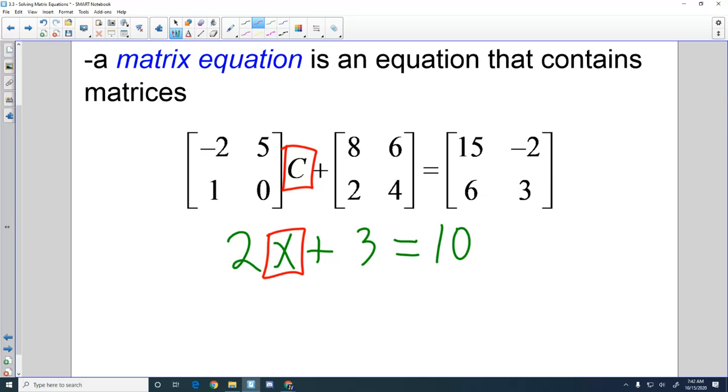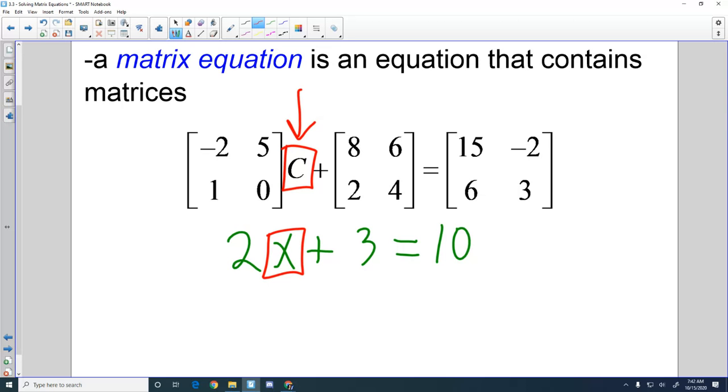So we're ultimately trying to figure out, all right, this first matrix, the -2, 5, 1, 0, if I took that matrix and multiplied it by something else, then added the 8, 6, 2, 4 matrix, and I get this 15, -2, 6, and 3. We're trying to figure out what matrix I could plug in right there for C that would make this equation true, all right? So we could try guessing and checking. Wouldn't that be fun? Plug in every single possible combination of a 2x2 matrix in there to see what works? No, of course not. So we're ultimately going to be learning how we can solve for that matrix, all right?